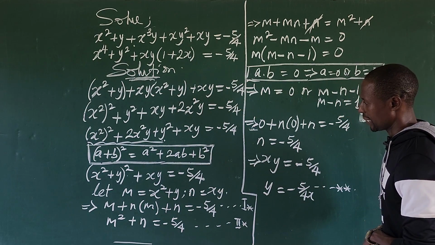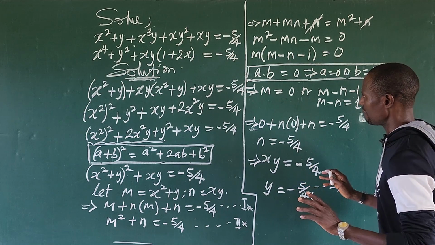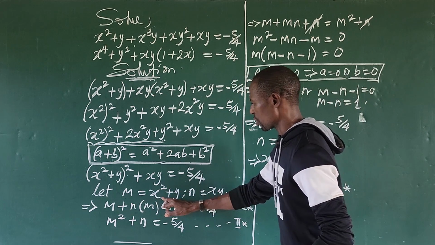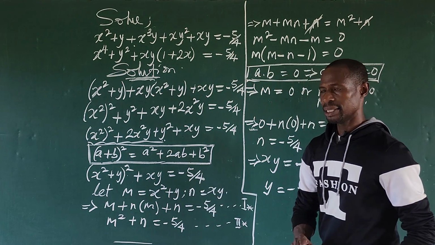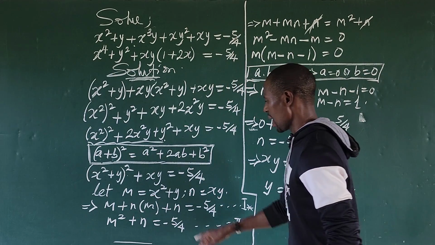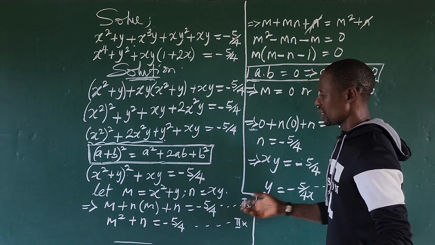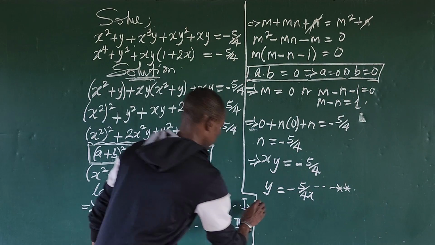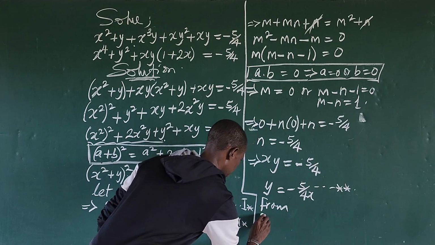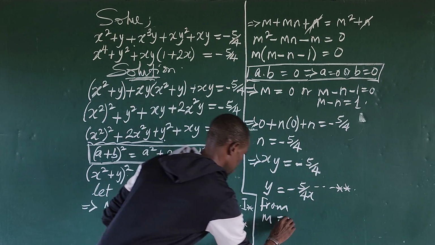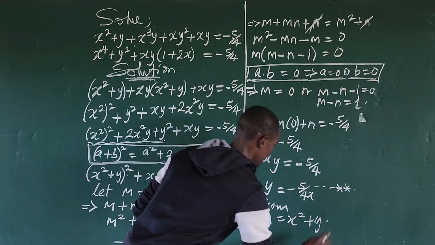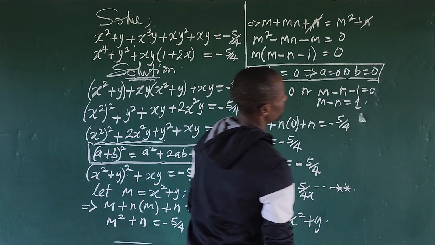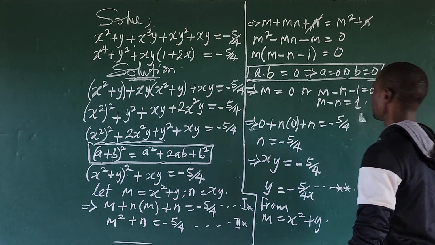Okay, now we've established this. Let's look carefully again. How do we get our x and y from this system? It is very easy. Now let's go back to where we said let m be equal to x squared plus y. So we know our m here already, and we know our y already. So we can do a simple substitution to get our x from here. So from m equals x to the power of 2 plus y, we put this value into this place here.